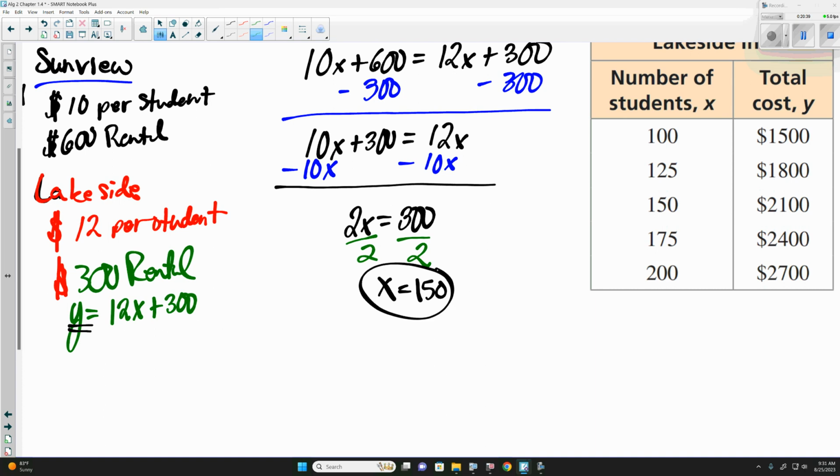So at 150 students, if you knew 150 students were going to be attending, Lakeside or Sunview, which one's the better deal? Lakeside or Sunview. They're the same. They're the same at 150, yes?